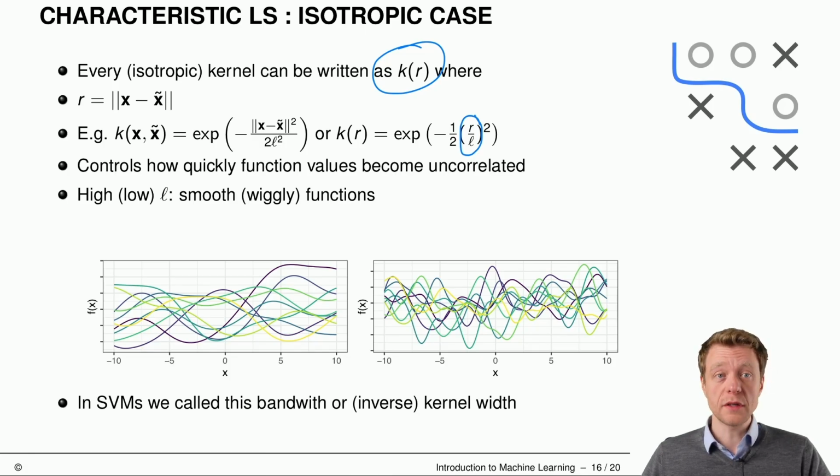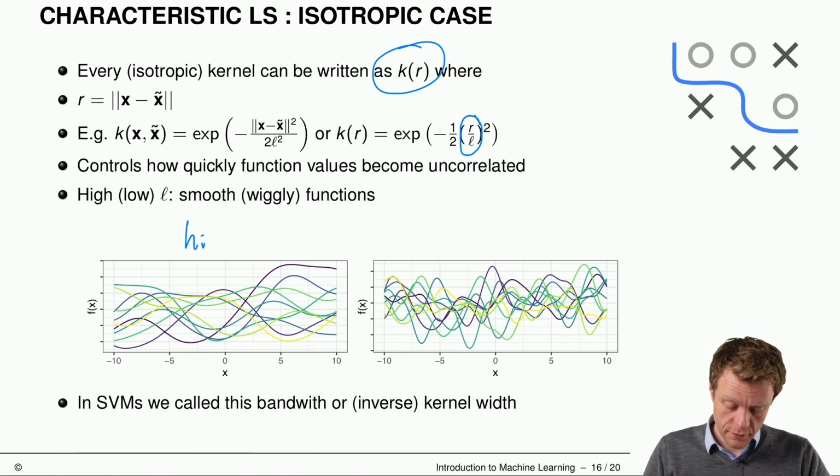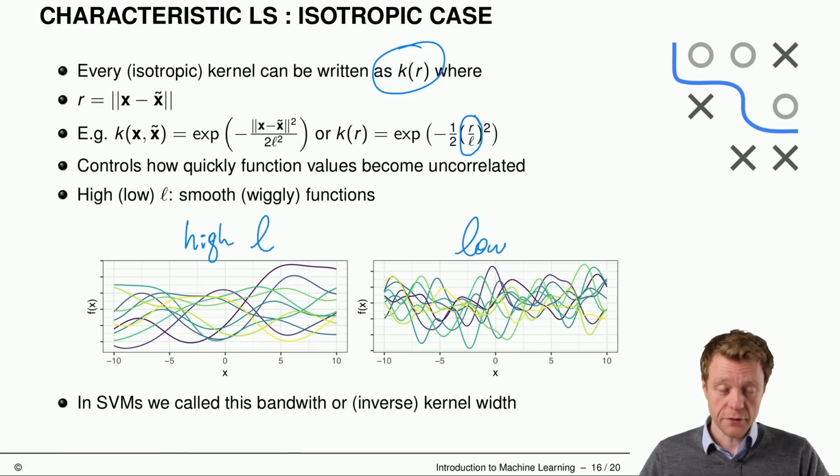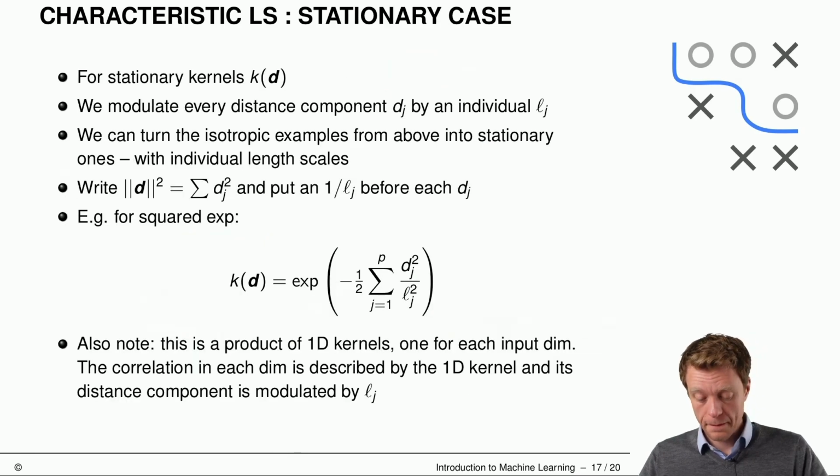And of course, as we have seen before, the length scale governs the wiggliness of this function. So if we have a high L, we have smooth functions, something like this. And if we have a low characteristic length scale, we have rather wiggly functions. In support vector machines, this is also called bandwidth or kernel width or inverse kernel width, but everything should mean the same. Okay. That was the characteristic length scale for the isotropic case.